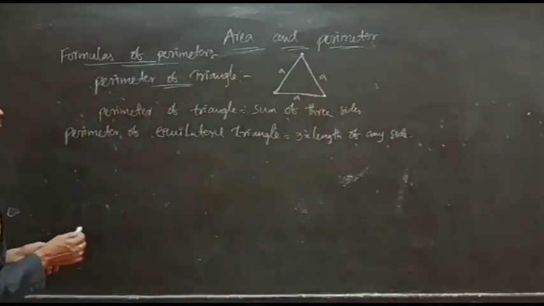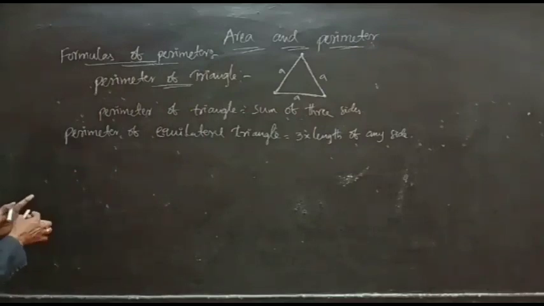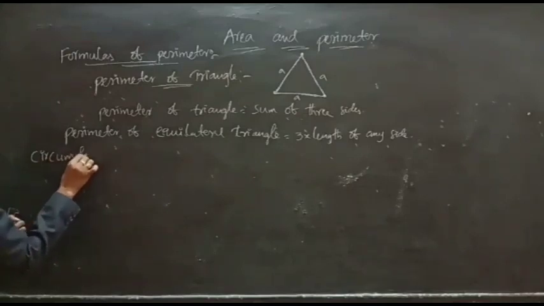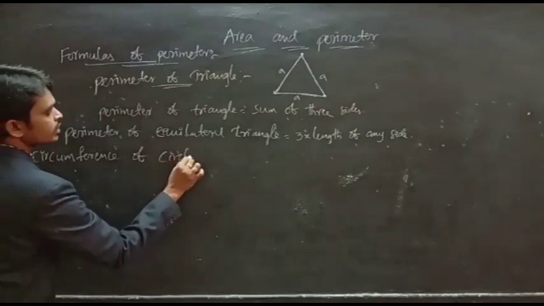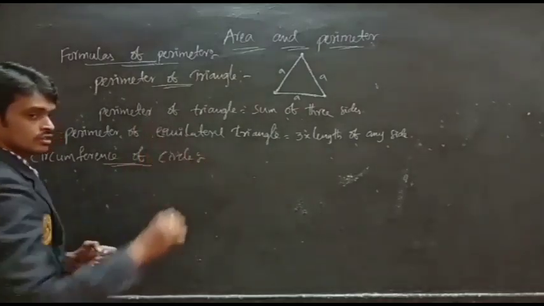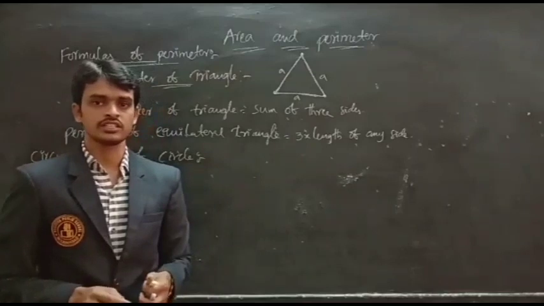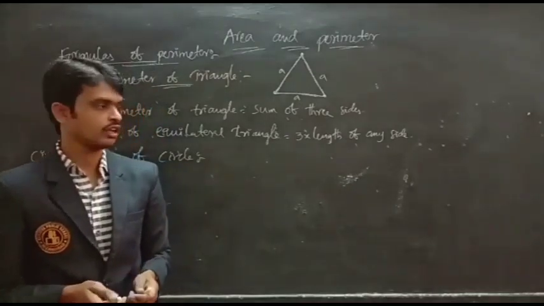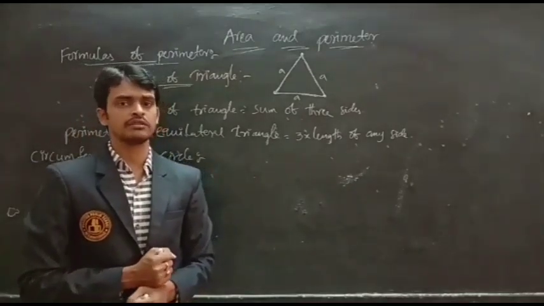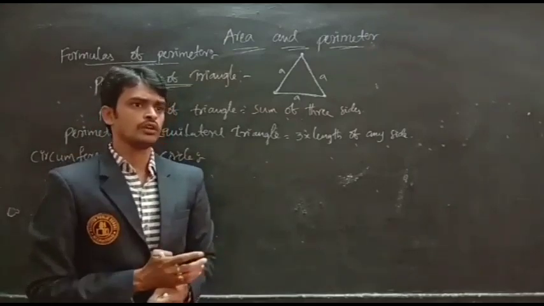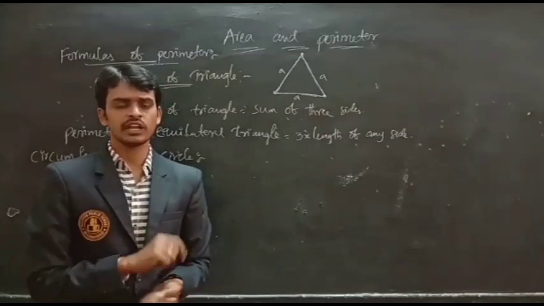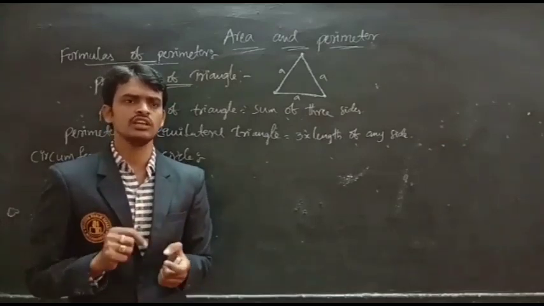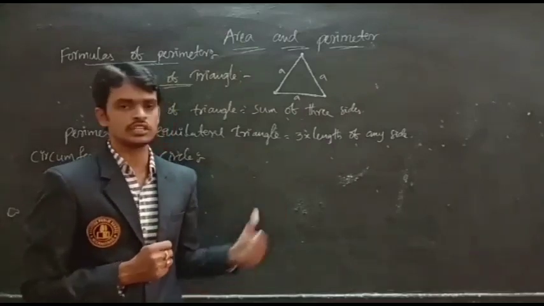Next, circumference of circle. Circumference is nothing but perimeter, as I said. Here we will do an activity by taking a bangle or a bottle cap. Take any circular object; using any circular object, we will do this activity.